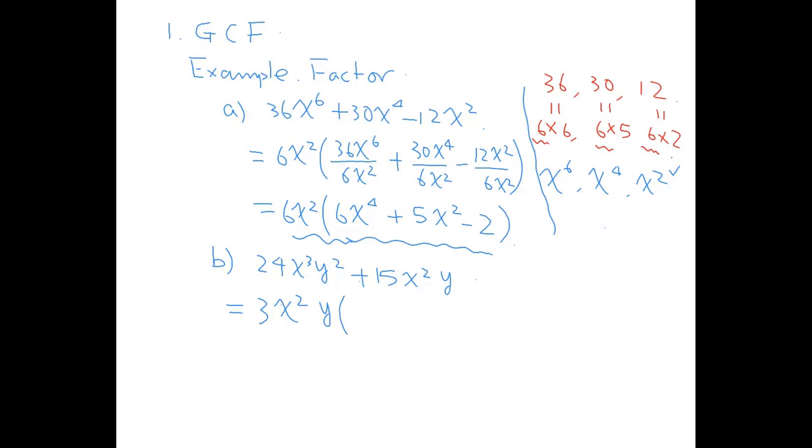And then you divide 24 by 3, that's 8. And x to the third divided by x squared is x to the first, which is just x. And y squared divided by y, you have y. For the second one, you divide, so you have just 5. Okay, so this is how we factor the greatest common factor.